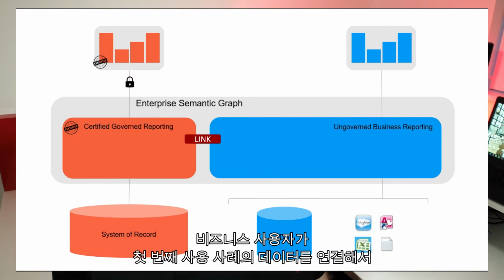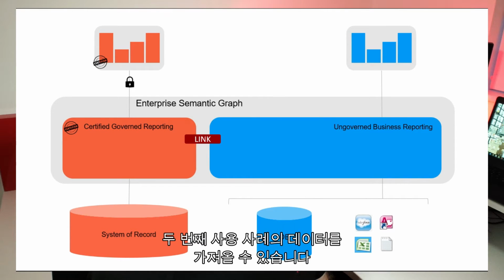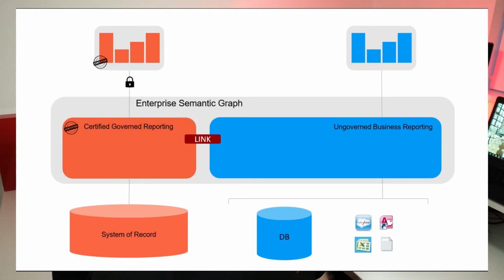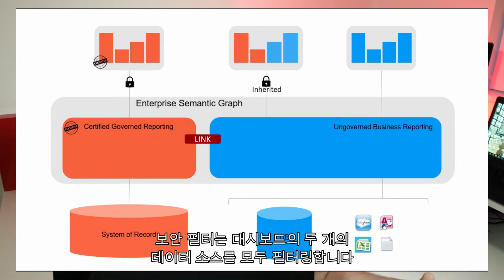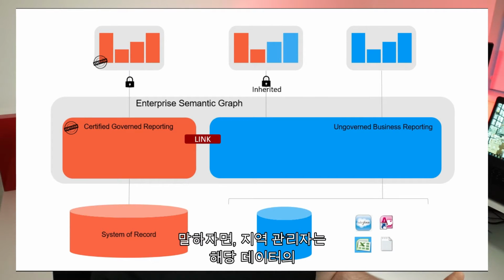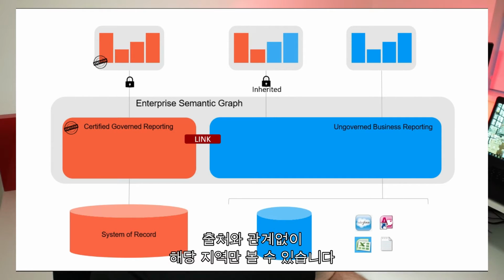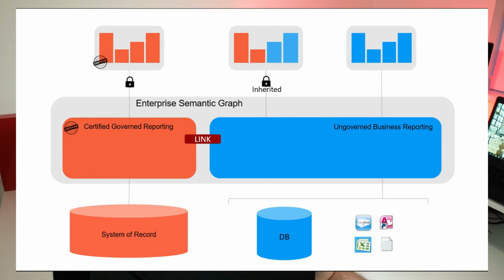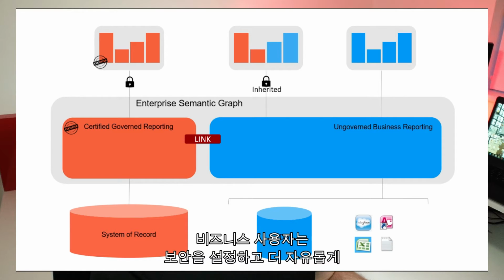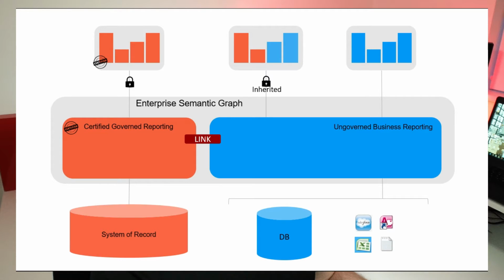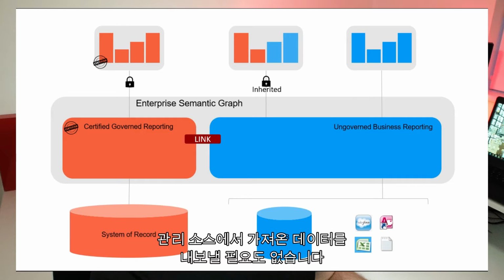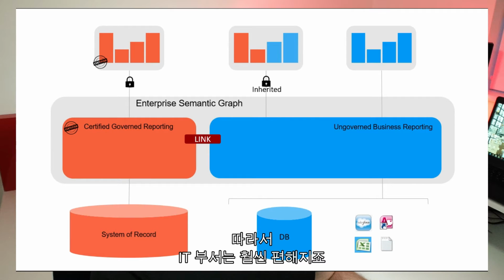That is, to allow business users to link data from the first use case and then bring data in from the second use case. The security filters can flow across both data sources in the dashboard. For example, a regional manager will only be able to see their region regardless of where that data has come from. There is no need to ask IT to build something, which allows the business users the security plus freedom to build whatever they want to do. There's no need to export data either from a governed source. Therefore, the IT department are happy.